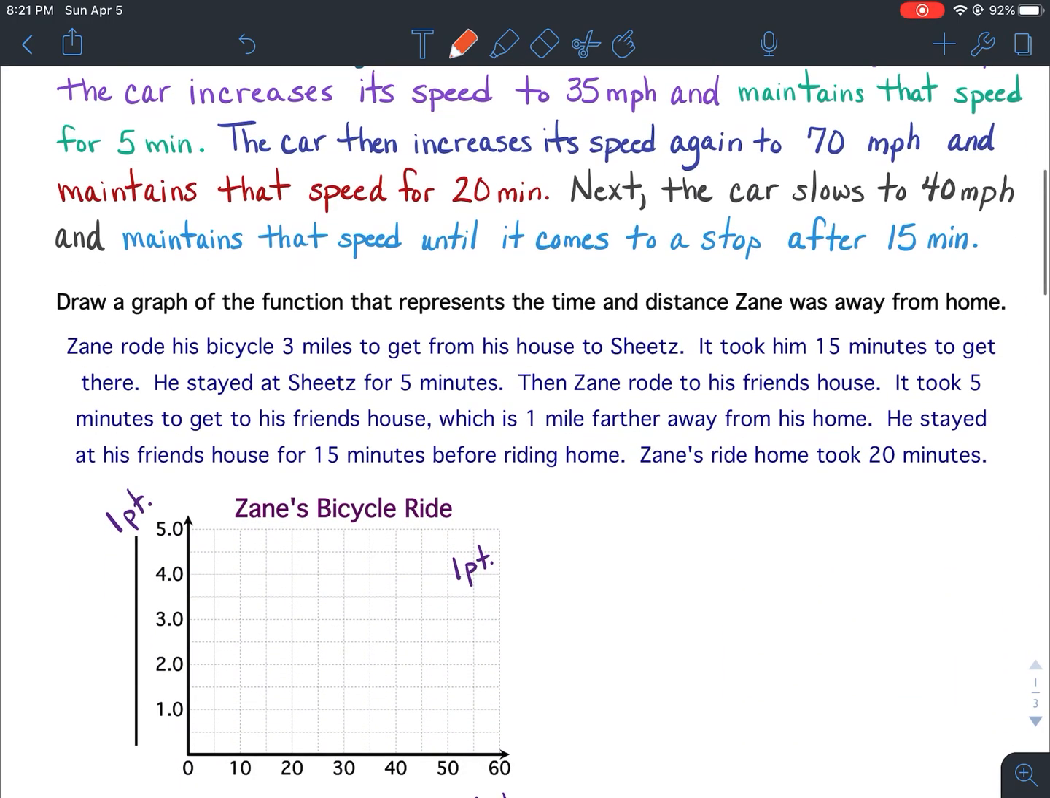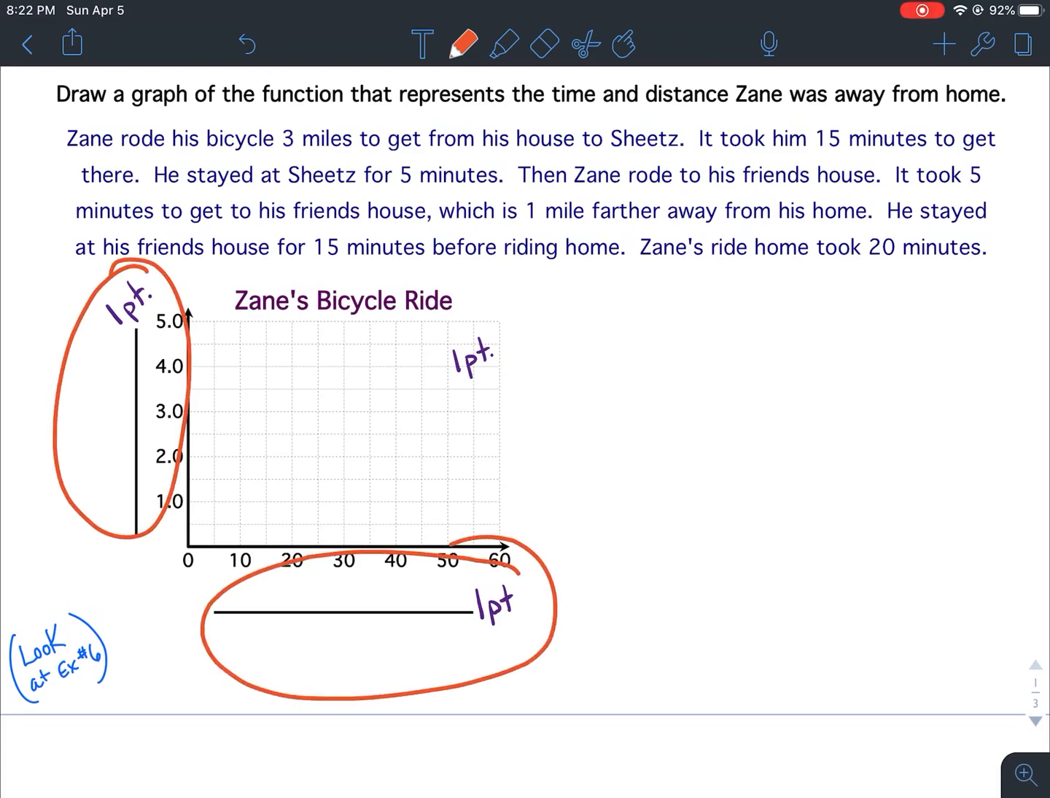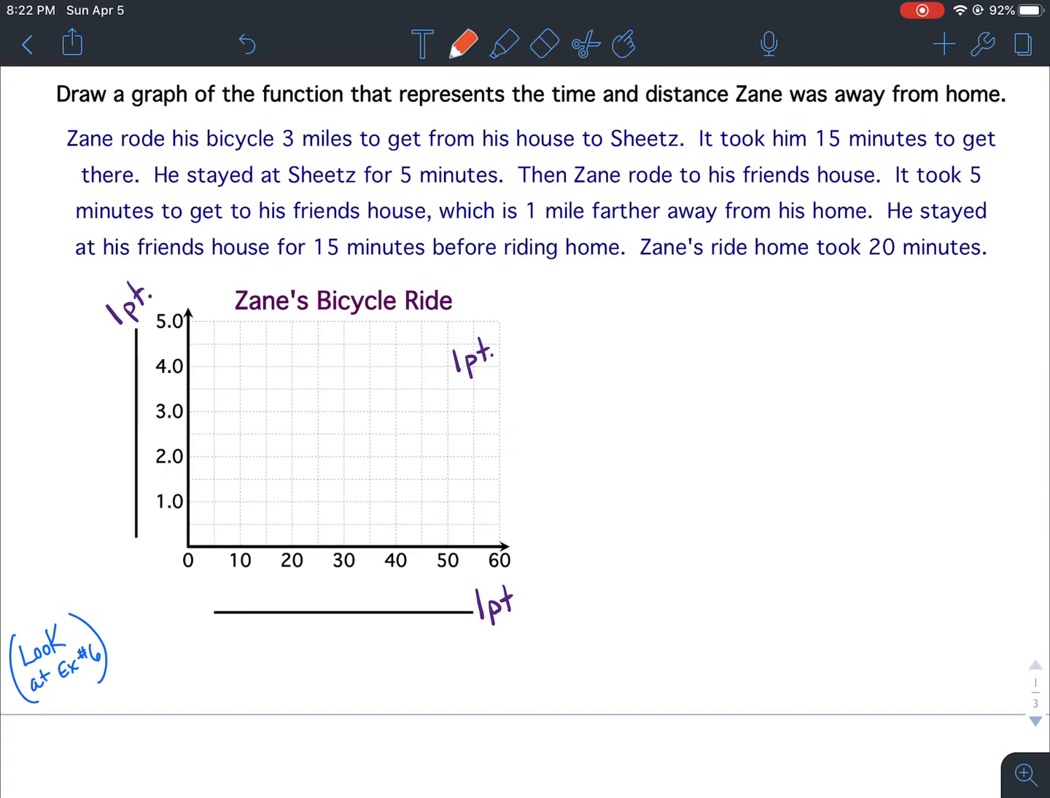Okay, the next part of Bellwork 16a says, draw a graph of the function that represents the time and distance Zane was away from home. This problem is exactly like example number 6 in the notes. Again, you're going to want to look at example 6 in the notes. It's worth 3 points. 1 point is to label this axis, 1 point is to label this axis, and then the other point is to graph it. If you want to know how to label the axes, go to your lesson 16 notes and look at example 6, because it's just like the problem with Ryland's bicycle.